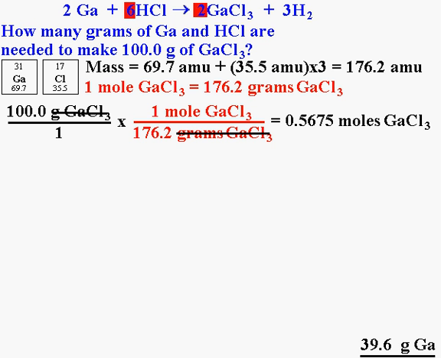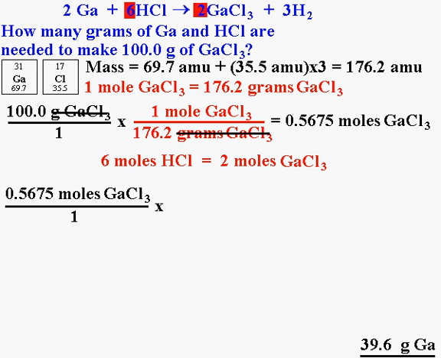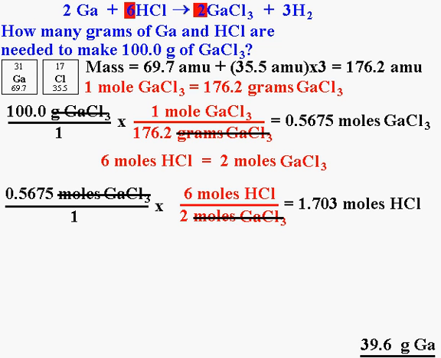The number to the left of HCl is a 6. That means there are 6 moles of HCl in this equation. There are 2 moles of GaCl3, so the conversion relationship is 6 moles of HCl equal 2 moles of GaCl3. Now I can convert. I take what I know, 0.5675 moles of GaCl3, I put it over 1, and then I multiply by our conversion relationship. Moles of GaCl3 need to be on the bottom so that they cancel. When I multiply through, I'm left with 1.703 moles of HCl.